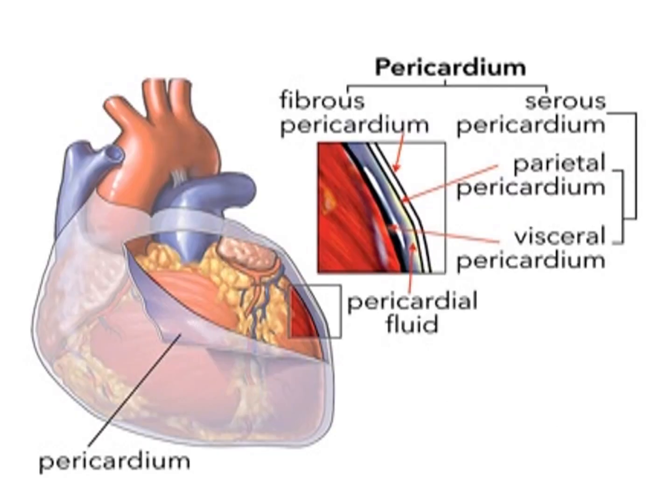In this picture, we can see the pericardium consists of an outer fibrous sac or fibrous pericardium and an inner serous sac or serous pericardium. Serous pericardium is further divided into parietal pericardium and visceral pericardium. And between the parietal and visceral pericardium, there is a pericardial cavity which is filled with pericardial fluid.